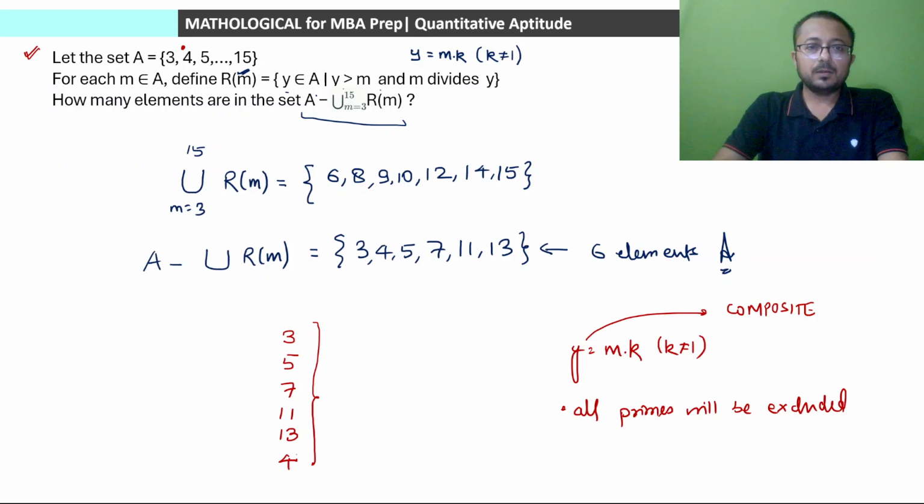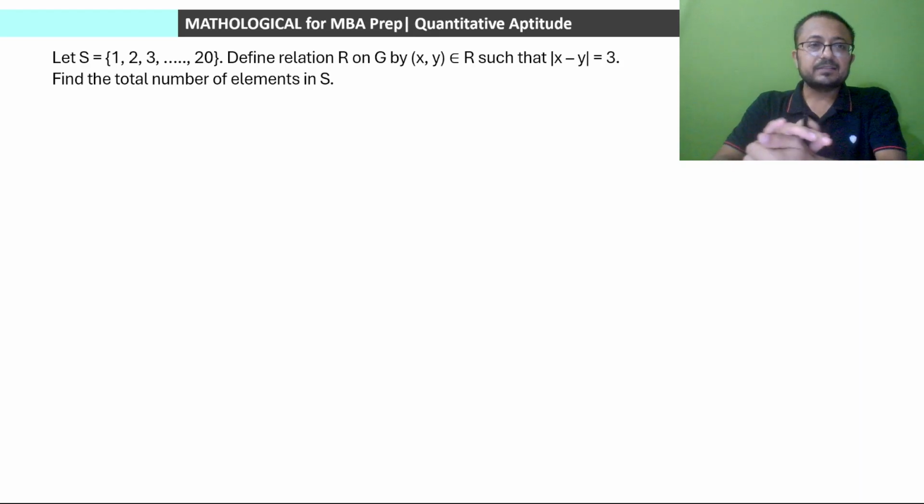ओके, नेक्स्ट क्वेश्चन करते हैं. Next is: let there be a set S that contains elements 1, 2, 3, 4, 5 till 20, all natural numbers from 1 to 20. We have to define relation R on S, G नहीं, S है, G तो है ही नहीं. R on S by (x, y) element of R such that mod of x minus y is equal to 3. Mod of x minus y is equal to 3. We have to find total number of elements in R. How many elements will be there?